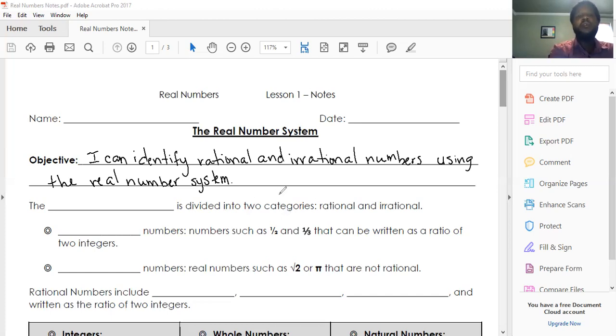If at any point I'm going too fast, remember you guys can just pause and catch up and then continue your video. Okay. So the real number system is divided into two main categories, rational and irrational. So we're going to put real number system here. I'm going to just abbreviate number with the number sign. The real number system is divided into two categories, rational and irrational, right? Those are the two categories we're going to be working with.